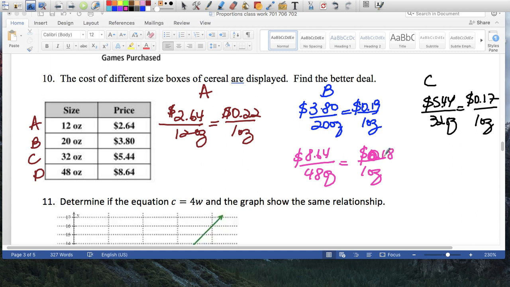So 18 cents per ounce. Put that there. So the cheapest one is actually C. Okay, the 32 ounces. That gives you the better deal.